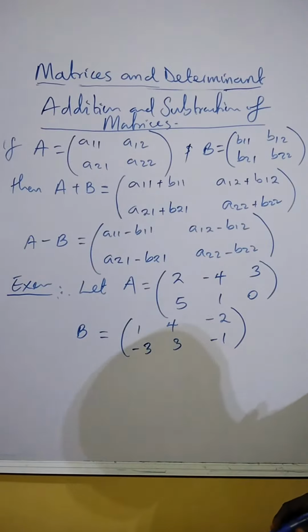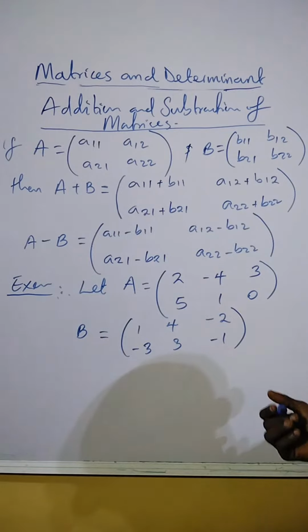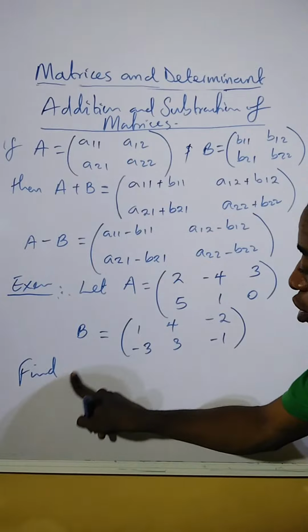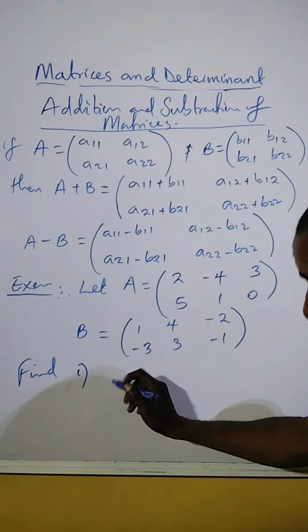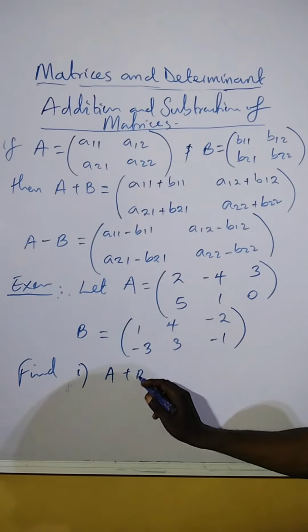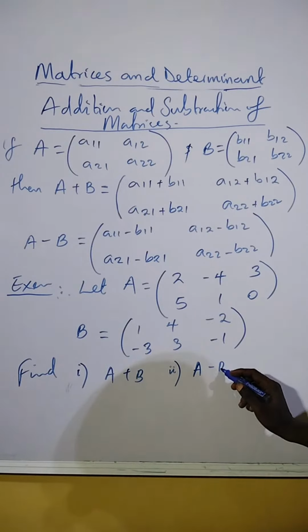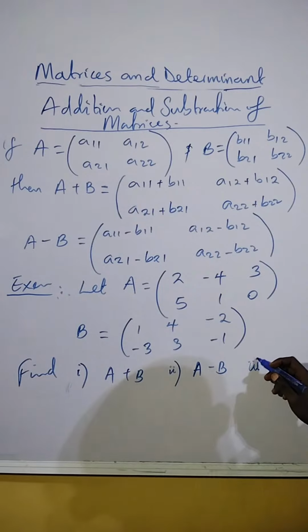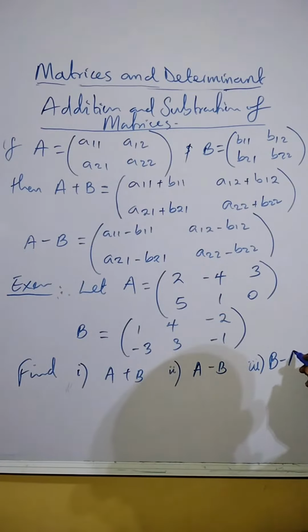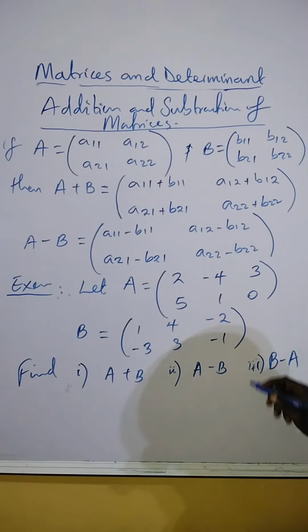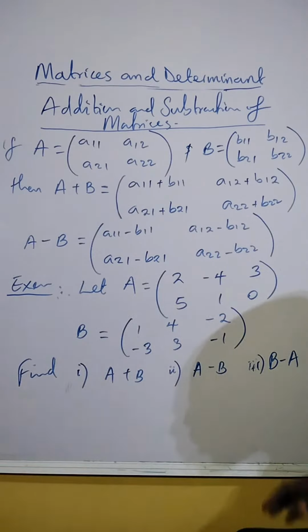Okay, and the question says find, from our figure 1, A plus B, from our figure 2, A minus B, from our figure 3, B minus A, because A minus B is not the same thing as B minus A. So we can lay our eyes on this and put your answer in the comments. Let's see who is solving this correctly.